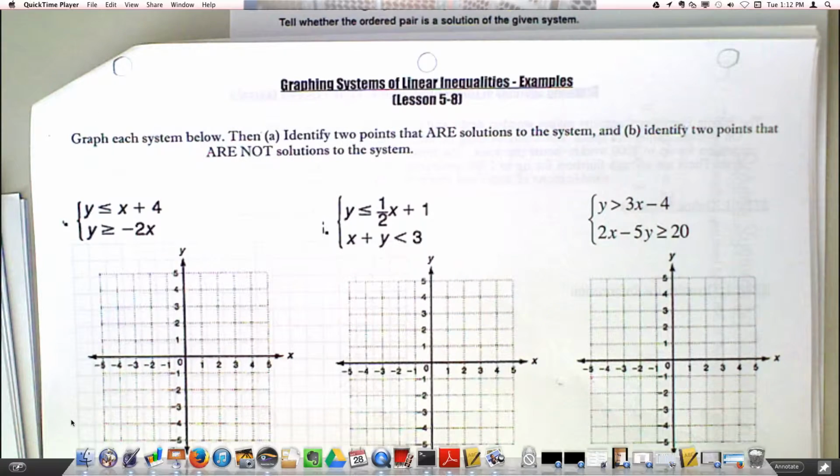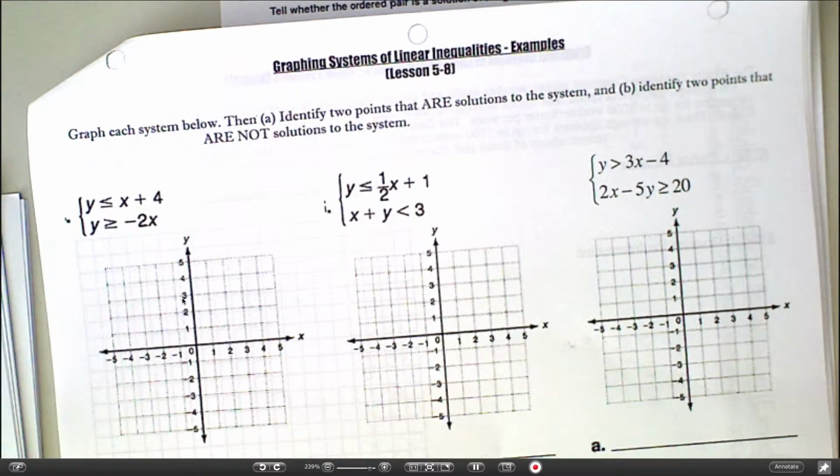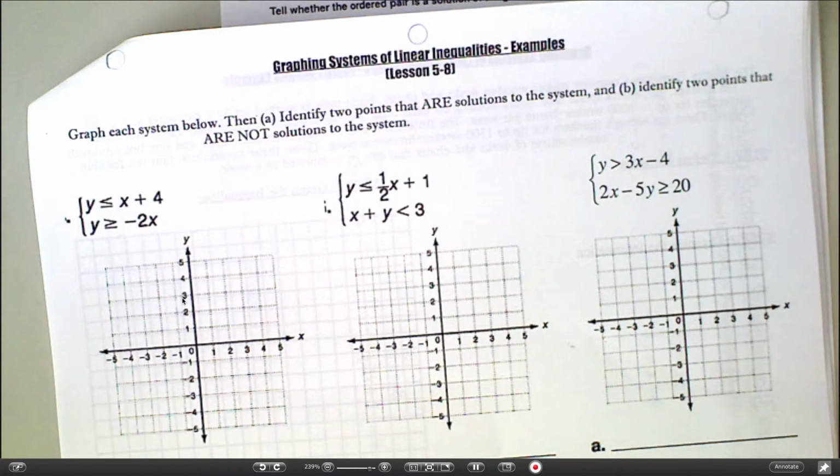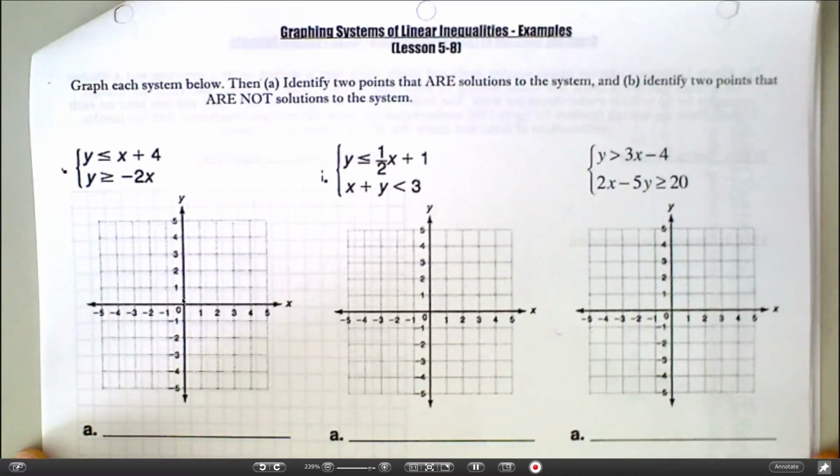When you're doing the graph of an inequality as opposed to an equation, what else do you have to do with an inequality? Shading. You have to do shading, yeah. So today we're going to be doing kind of the same thing as yesterday, except instead of looking for one specific point where two lines cross, we're going to be looking for a place where two shaded areas cross.